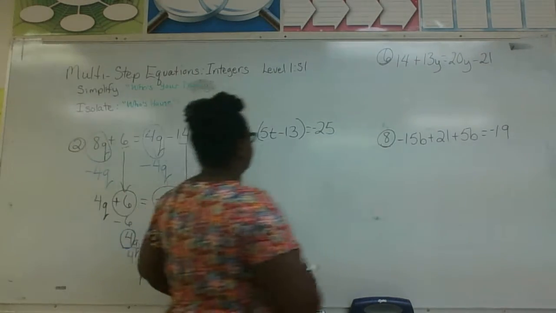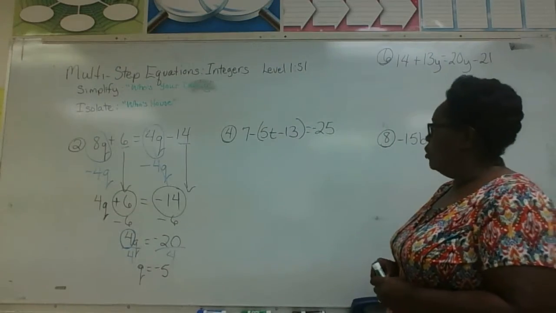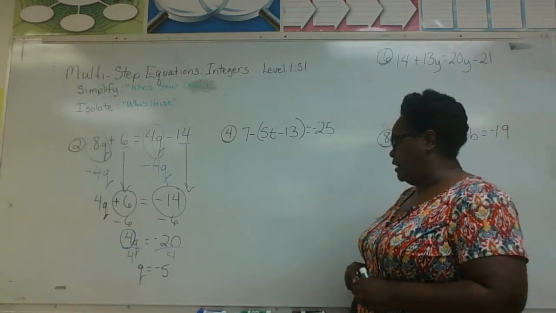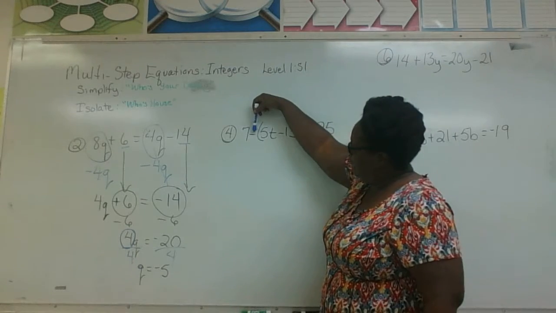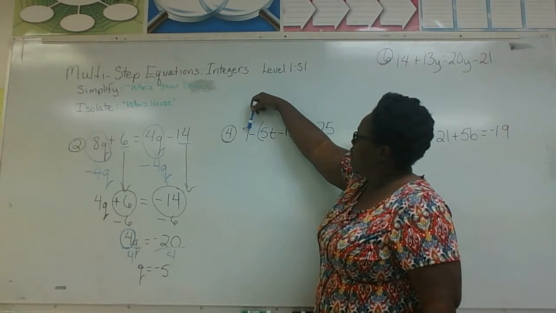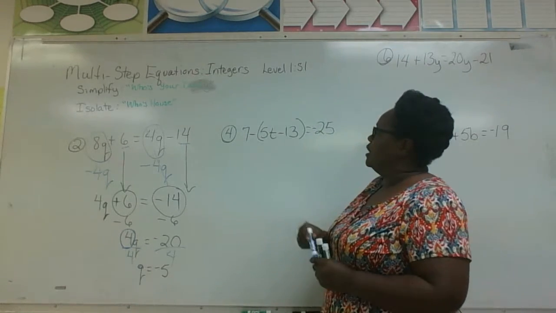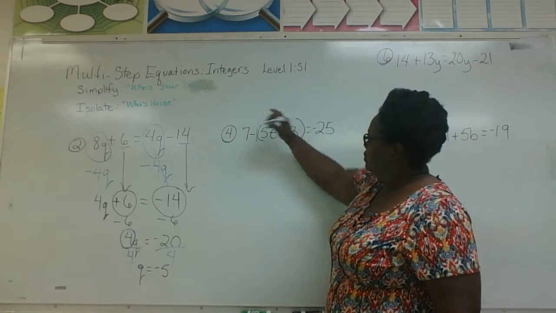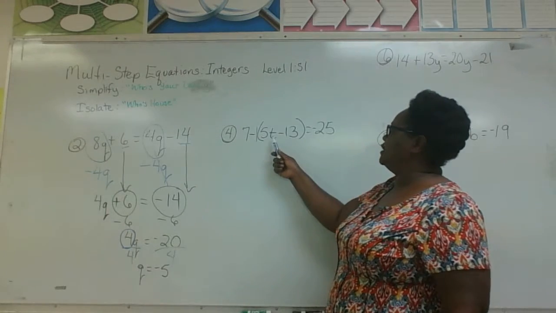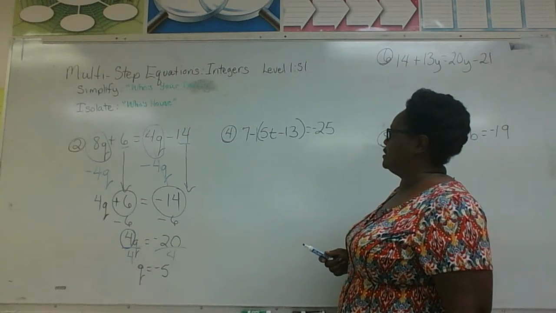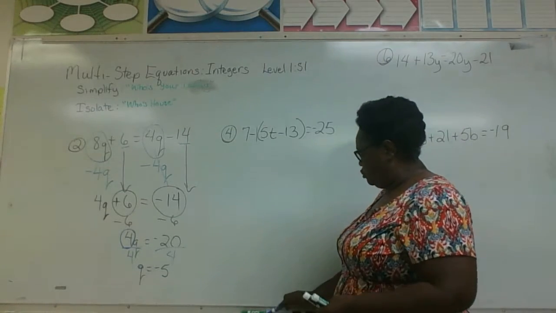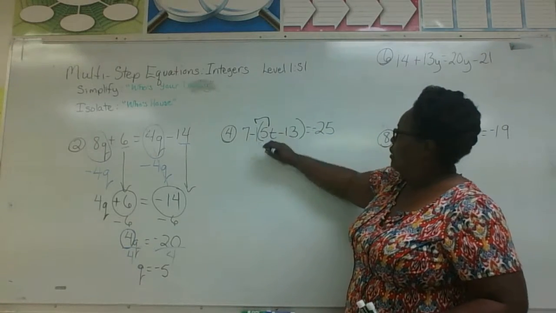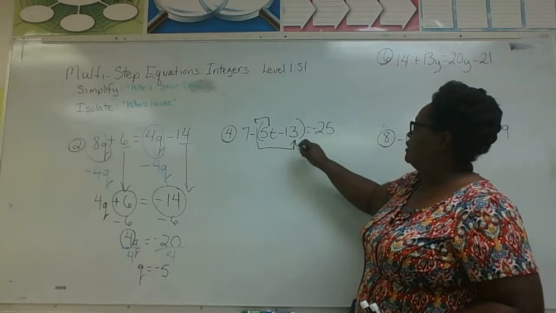Okay, let's move on. In a case like this, we have a distributive property. Okay, we have 7 minus. When we see a symbol between the number and the parentheses, it is understood that what is actually here is a 1. So that's the negative 1 that is on the outside of the parentheses here. So when we distribute, we're actually distributing negative 1 to the 5t and to the negative 13.